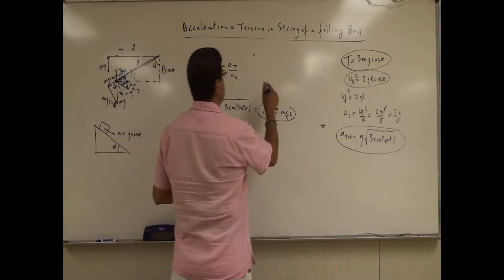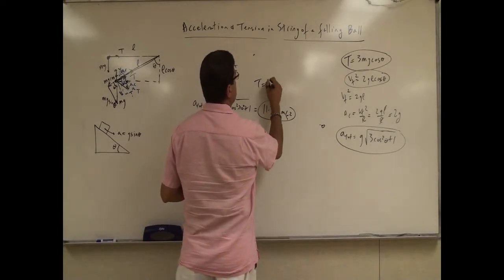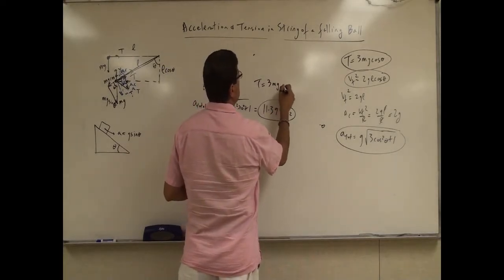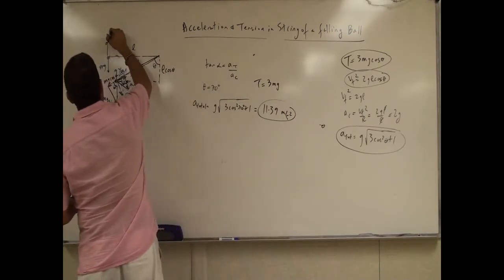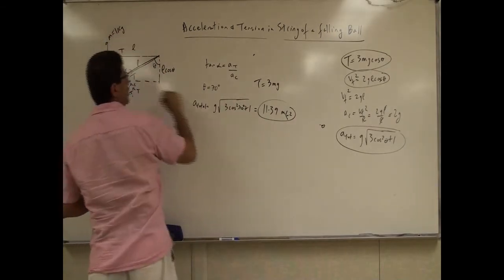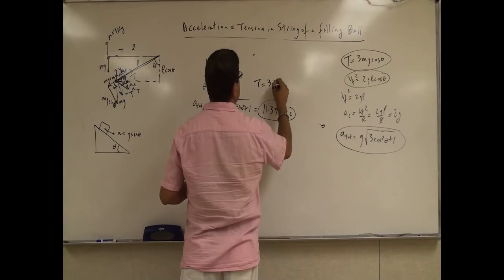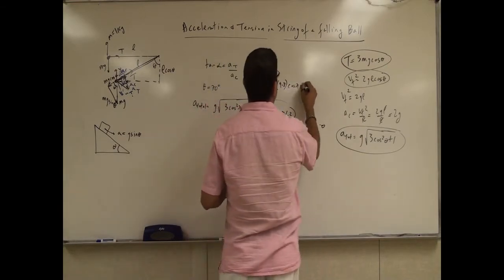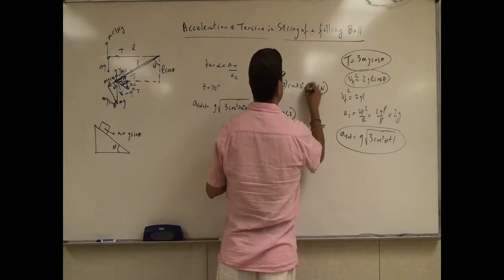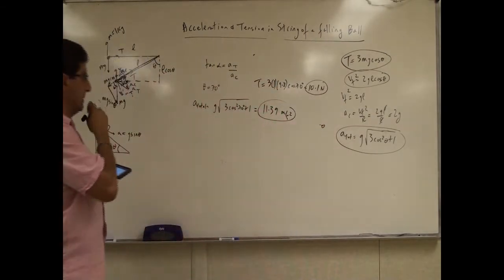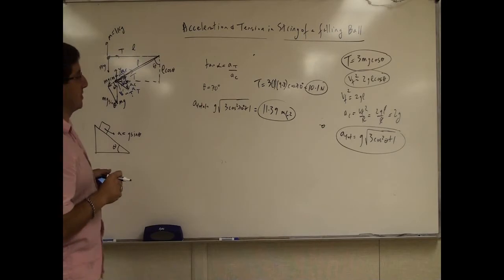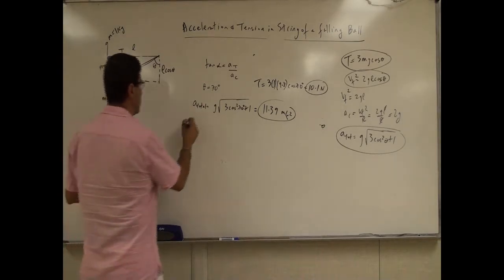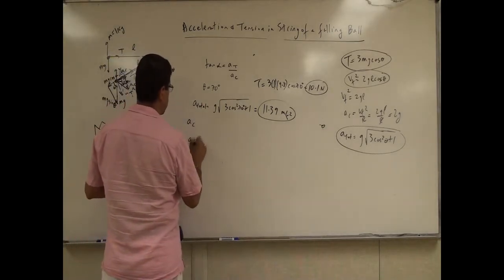And then what is the tension in the string? The tension in the string is 3 mg. So let's just say, for the sake of argument, that the mass is 1 kilogram. So it's just going to be 3 times 1 times 9.8 times cosine of 70. Okay? This is the tension in the string, right? So now let's calculate A centripetal separately, and then A tangential separately.